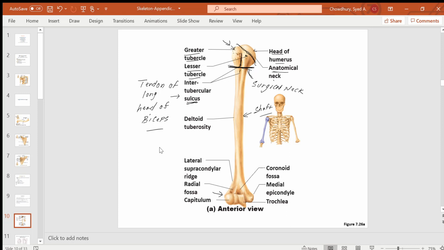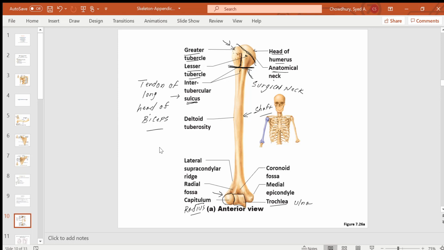Then let's see the lower end. The lower end of humerus articulates with the radius and ulna to form the elbow joint, and this round structure is called the capitulum. It articulates with the head of the radius. And this kind of rectangular structure here, that is called the trochlea, articulates with the ulna. So trochlea articulates with the ulna and capitulum articulates with the radius. Okay, and that's how the elbow joint is formed. So those two are articular structures.